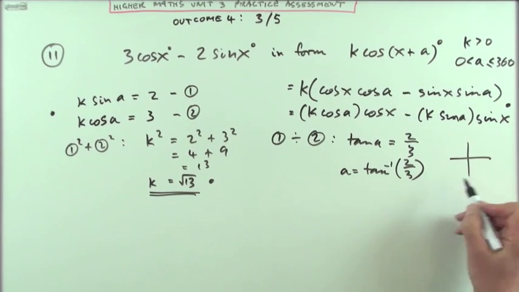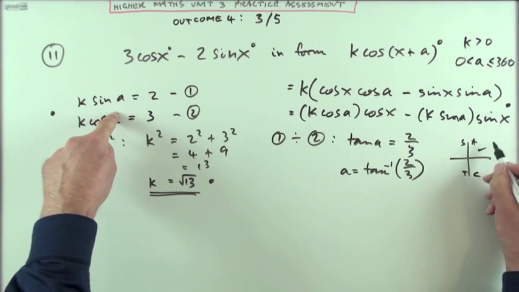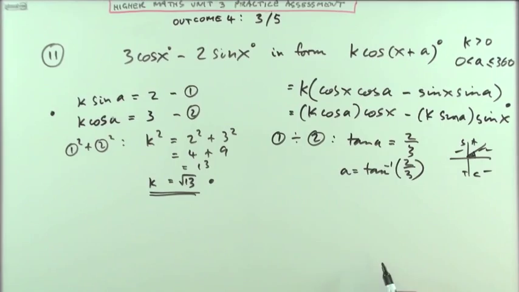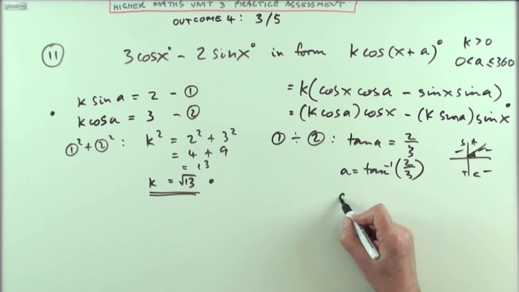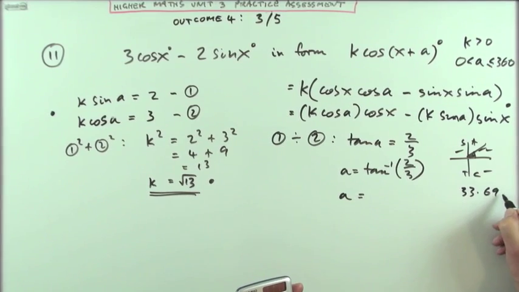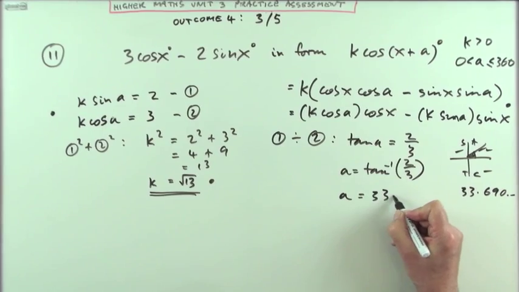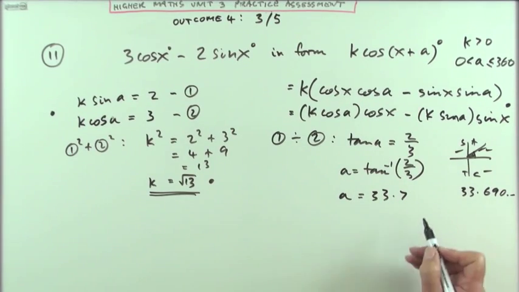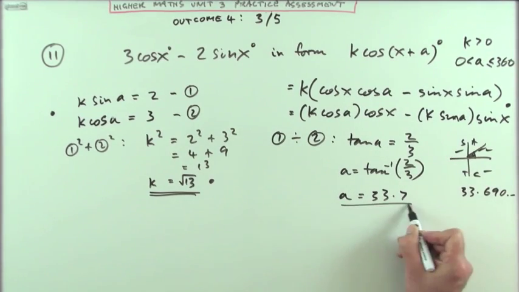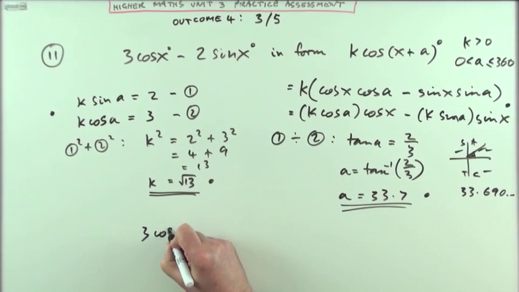You could sort that out by using the CAST diagram, all, sine, tan, cos, and the sine is positive, the cosine is positive, so there you are, the angle's in the first quadrant. It'll just be the acute angle you get from this. You get 33.69 and so on, but that is what you want. So the answer is 33.7. Notice, not degrees. The degree sign's already outside. That's the fourth mark.